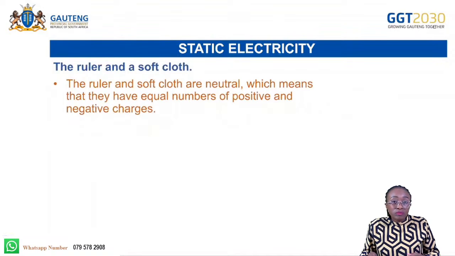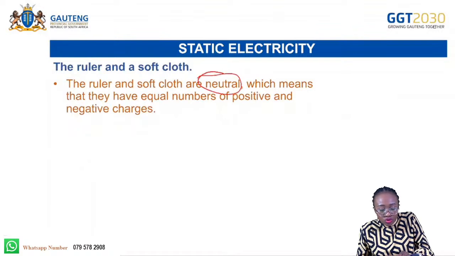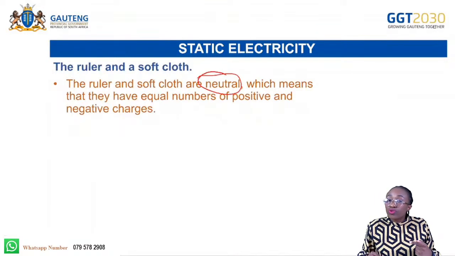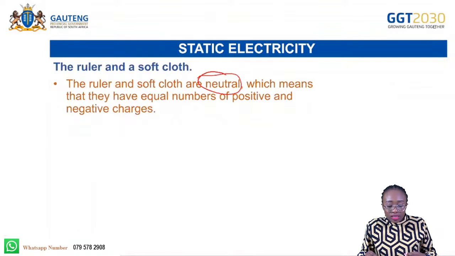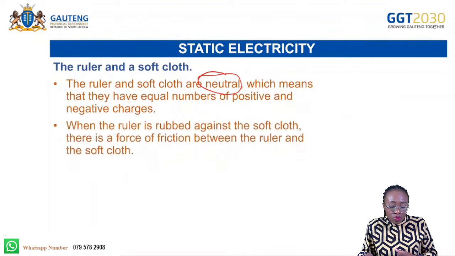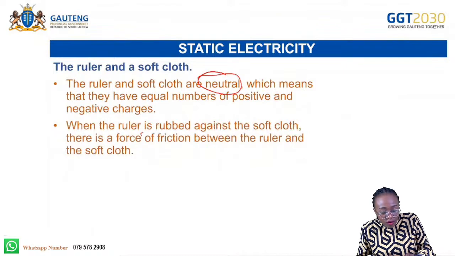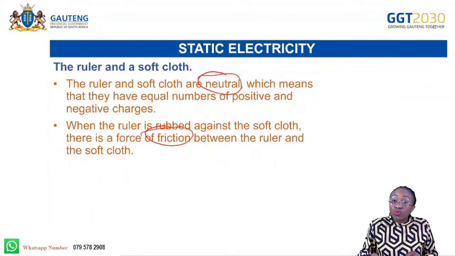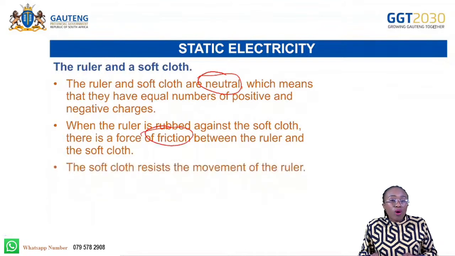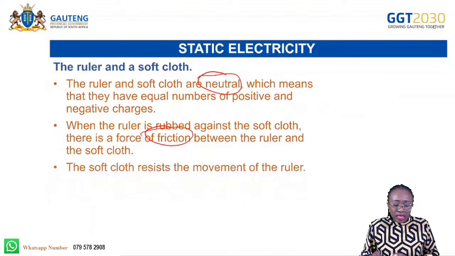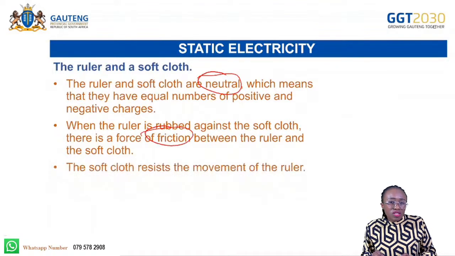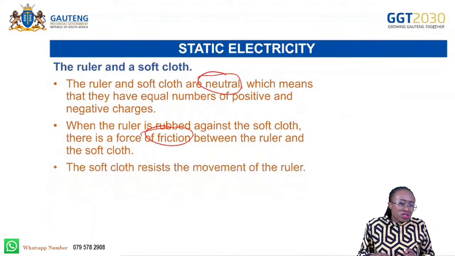Now, let's look at an example between the ruler and a soft cloth. The ruler on its own and the soft cloth on its own, these two are neutral. And when you hear the word neutral, what does that mean to you? It means the number of positive charges and negative charges are equal. So when the ruler is rubbed with the soft cloth, there is a force of friction between the ruler and the soft cloth. And now we know what friction causes. Friction causes a loss of electrons and gaining of electrons.